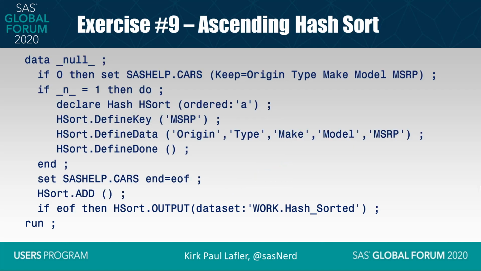So this program is a very useful way to perform sorts using hash. And it basically follows previous examples for the most part. Now it does include the add method and the output method, because I wanted you to see how those work. And then when you output the results, they're automatically going to be ordered in ascending order based upon the key. In our case, we defined the key as MSRP.